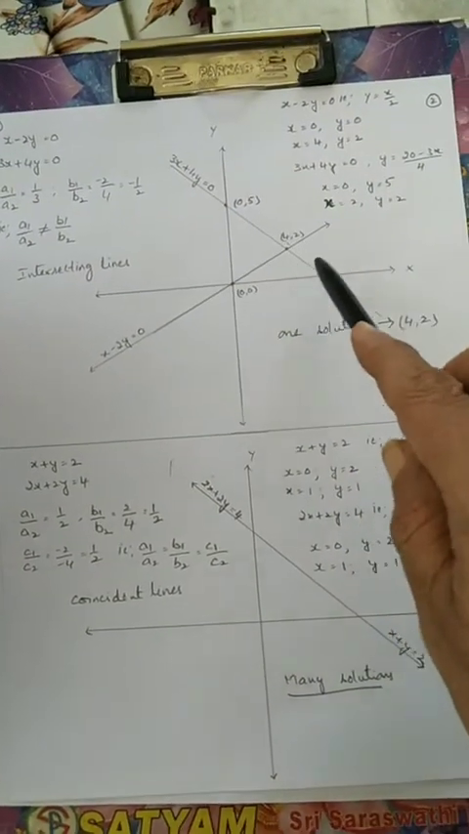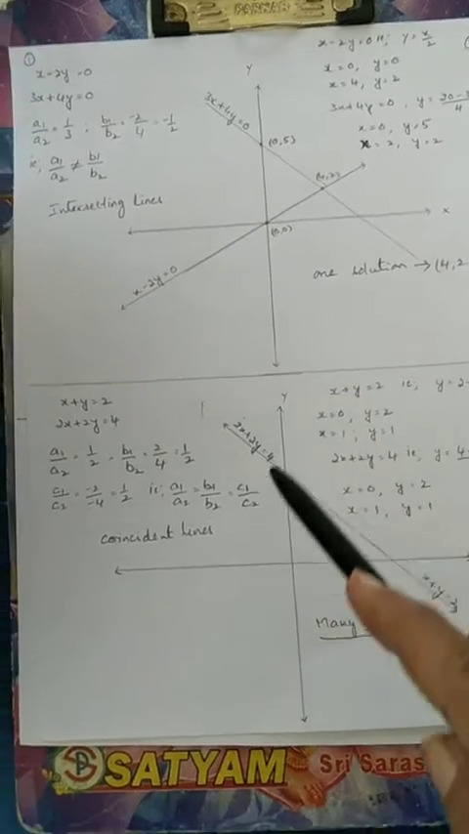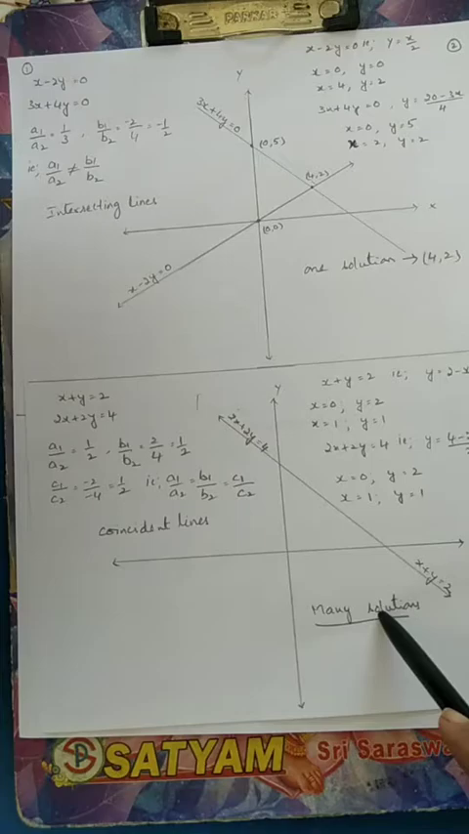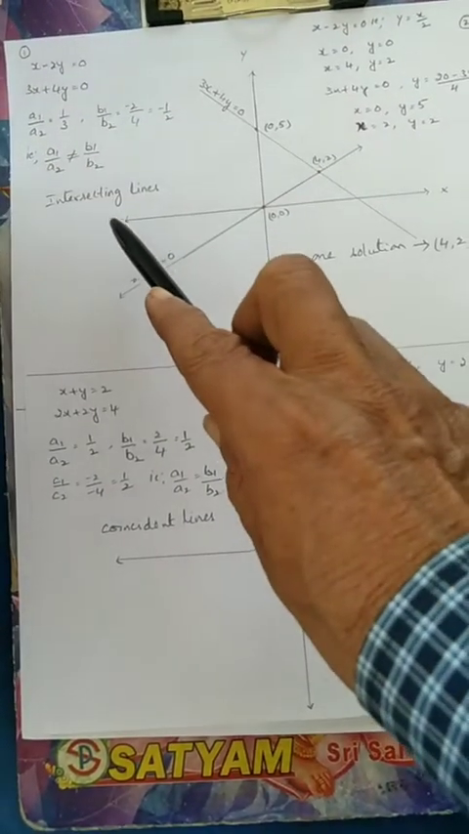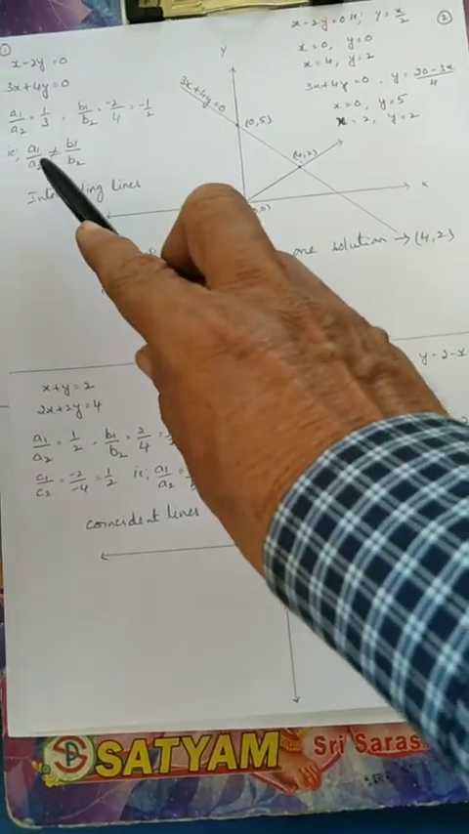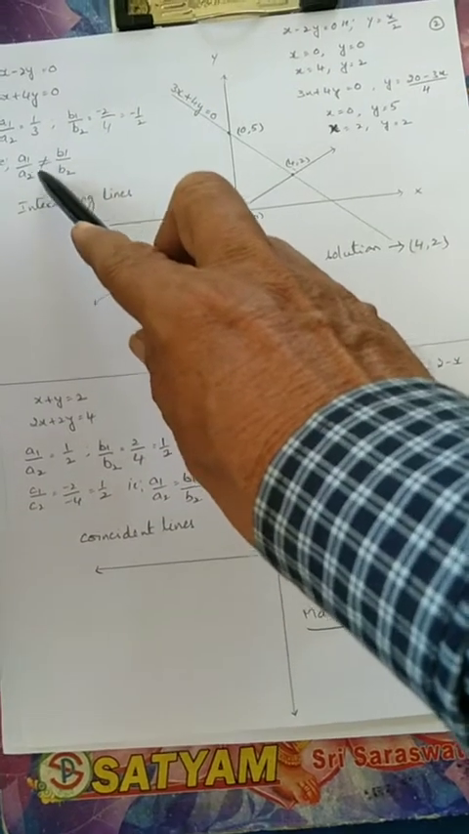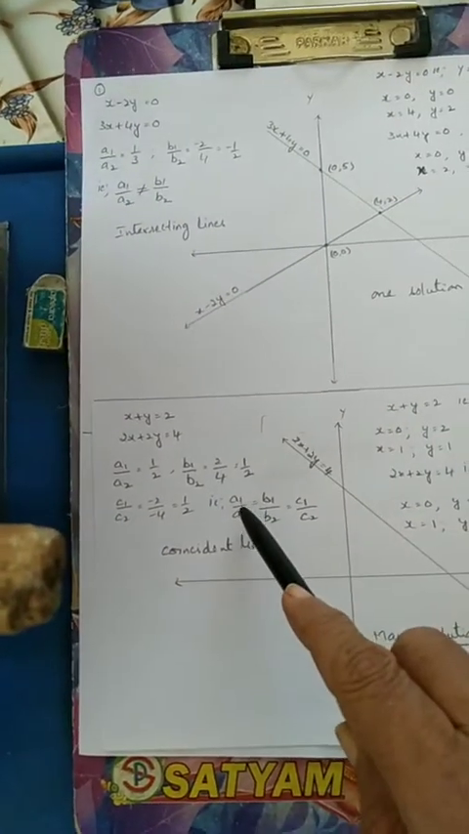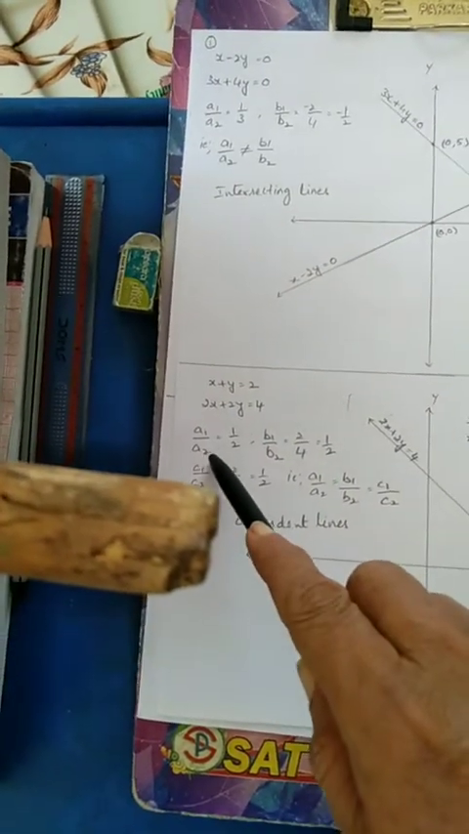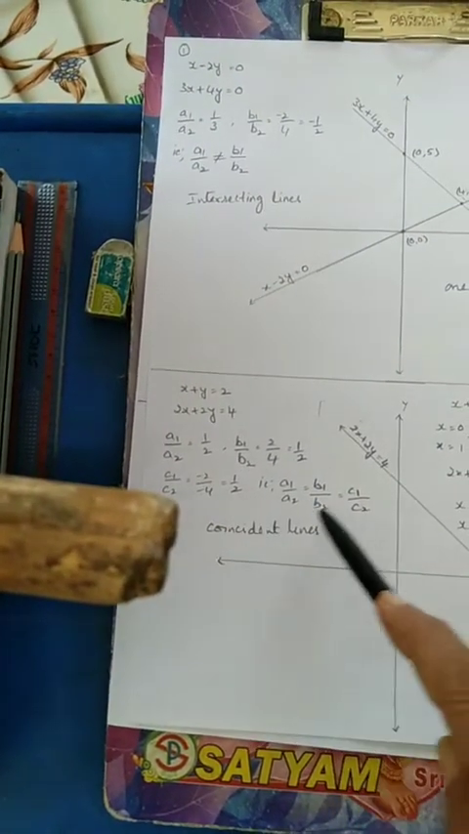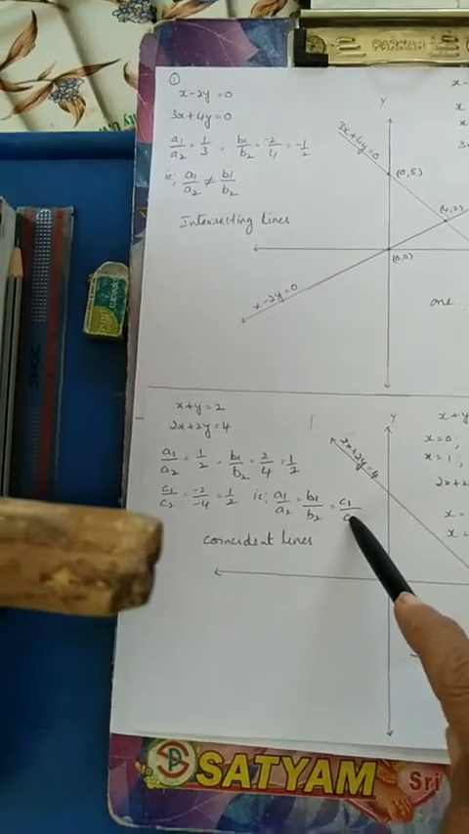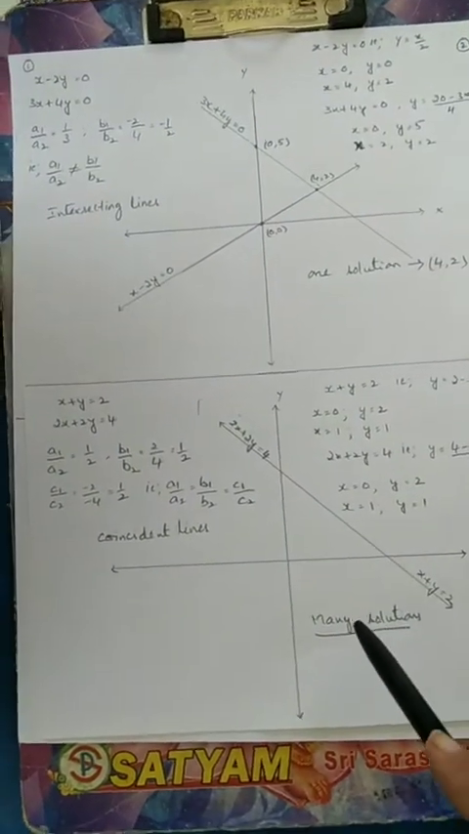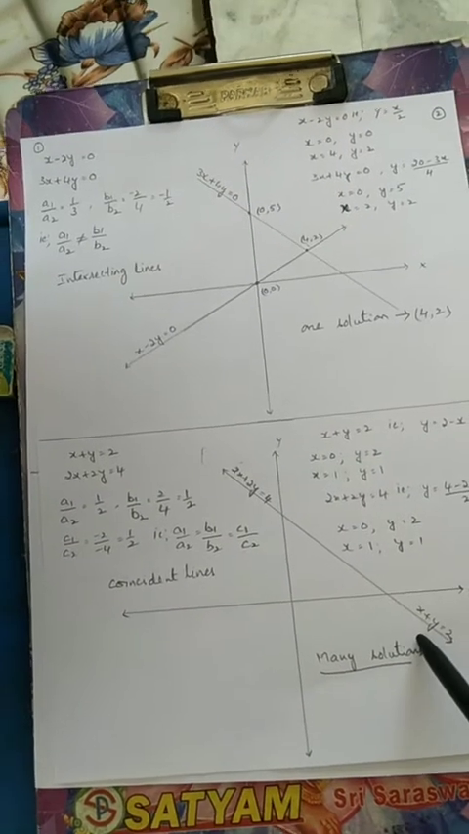For intersecting lines we have only one solution. For coincident lines we have many solutions. How to know whether these two are intersecting or not? This is the condition we have to follow: A1 by A2 is not equal to B1 by B2. Now in this case A1 by A2 is equal to B1 by B2 is equal to C1 by C2, then in that case we can call these coincident lines. For coincident lines we have many solutions.